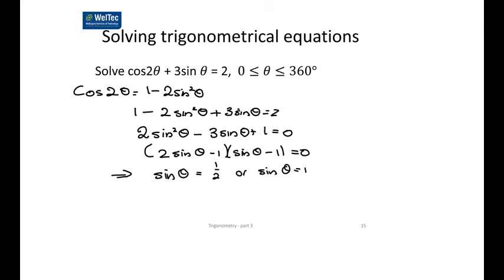So that gives us that theta is equal to 30 degrees. Don't forget sine is positive in the first and second quadrants, so it would be 30 or 150 degrees. And the only place where sine theta is actually positive 1 is where theta is 90 degrees. So there are 3 answers there.